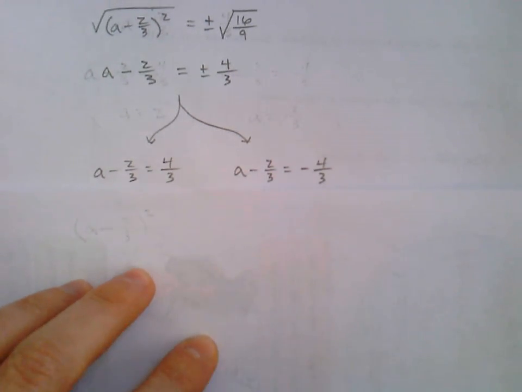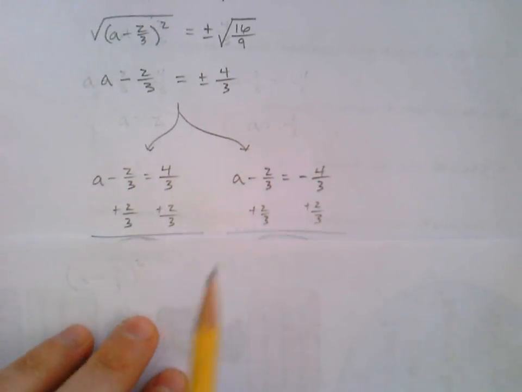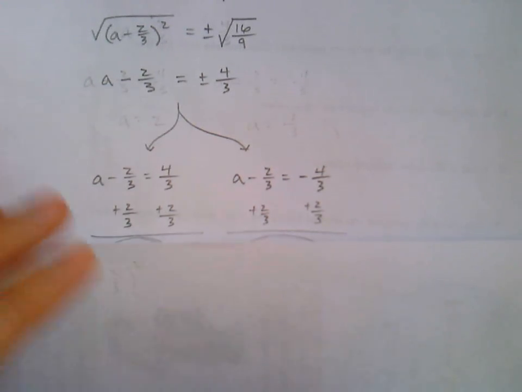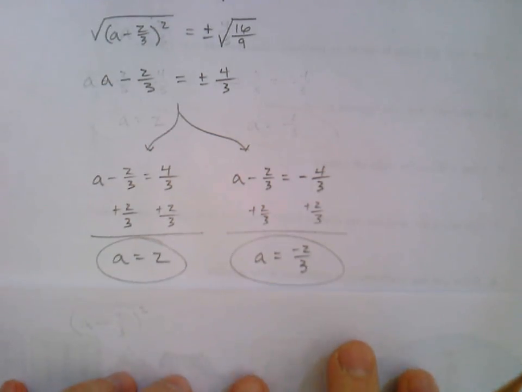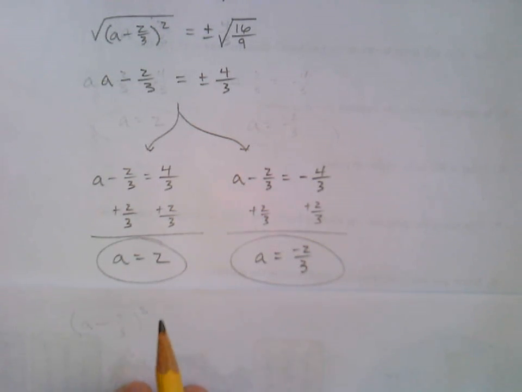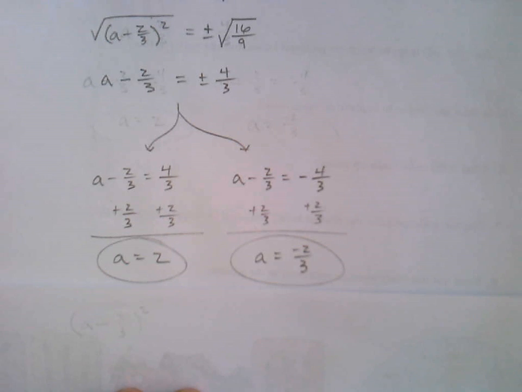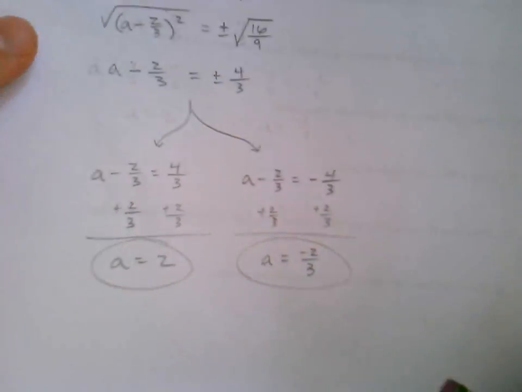And at this point, we are almost done. We need to add 2/3 to both sides in both equations. And here's our answers. Adding 2/3 there would give us 6 over 3. Well, 6 over 3 is 2. Adding 2/3 here, negative 4 plus 2 gives us negative 2 over 3 as the second answer. There they are. We made it through that problem. Only took us 10 minutes.